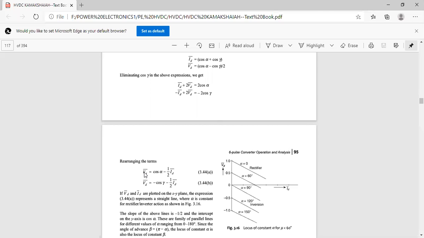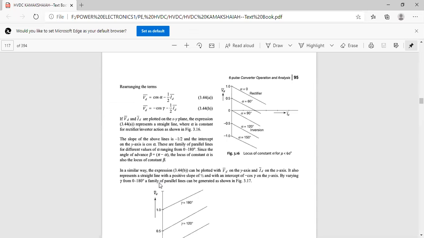Now write down here y is equal to mx, x means ID. See, on x-axis they are taking ID. Y is equal to mx plus c. Y-intercept is plus cos alpha from the rectifier equation. Now see the inverter equation. Vd bar is equal to, y is equal to mx plus c. Here the slope is minus. For both rectifier and inverter, slope is minus 0.5. This is the falling slope because minus is there. Then cos alpha is plus, cos gamma is minus. For rectifier, y-intercept is plus. For inverter, it is minus.